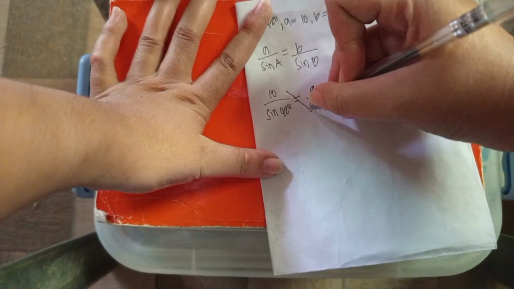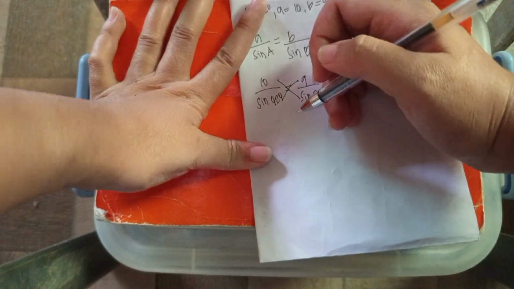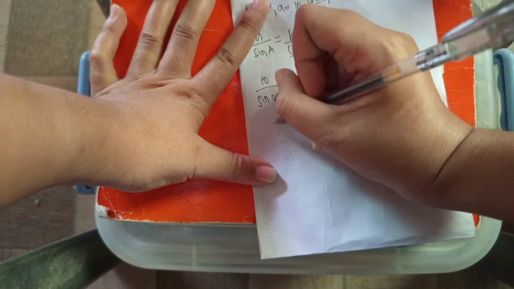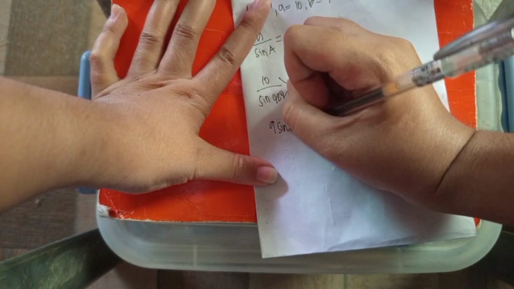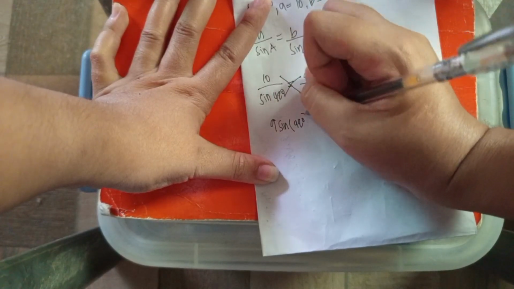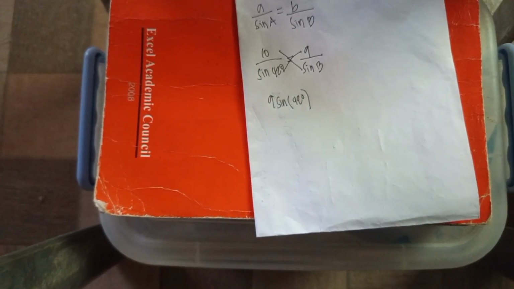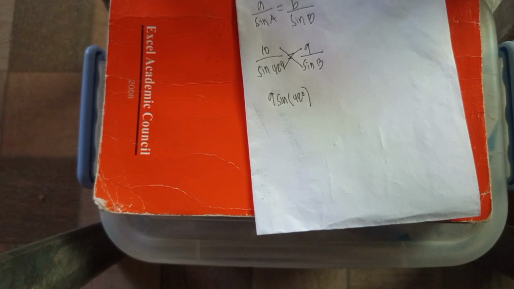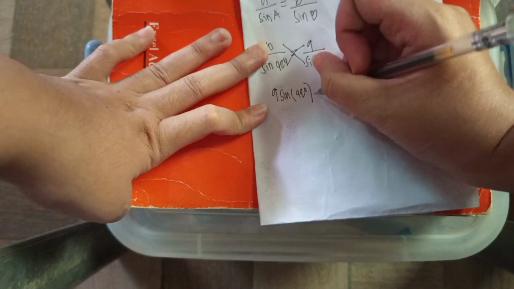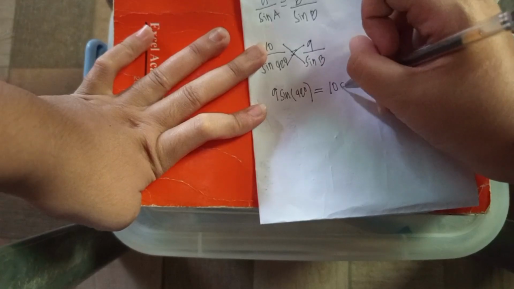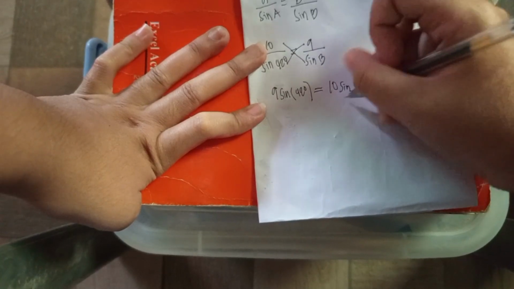So let's cross multiply. 9 times sine 42 degrees is equal to 6.022, which equals 10 sine B.